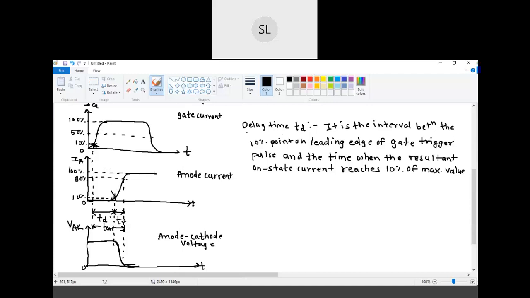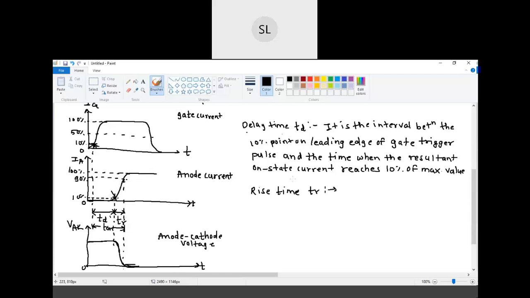Okay. Now next term here you can say is the rise time. Okay. So what do you mean by rise time? How can we define this rise time? If you look at this graph carefully, for this anode current, we can say that it is the time interval during which the on-state current increases from 10% to 90% of its maximum value. Okay. Once the sufficient gate current has been applied, the anode current, as I have already told you, it will start increasing at a rapid rate.